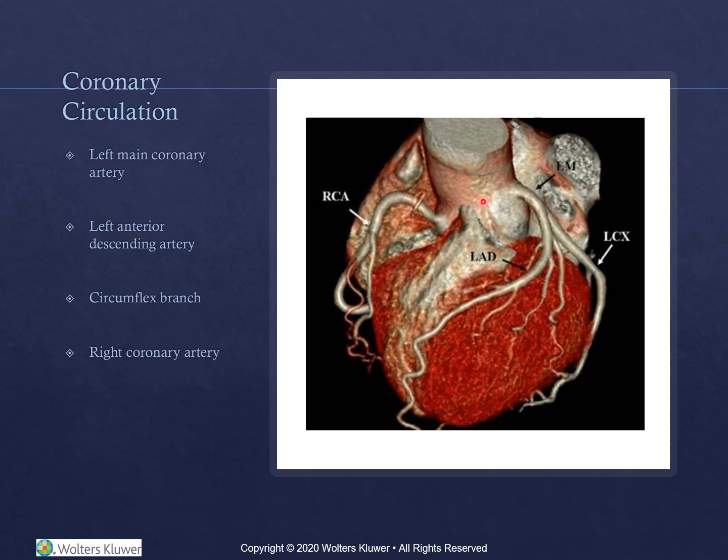So two branches off the aorta, one that splits and one that leads directly into what we call the right coronary artery. And this branch largely feeds the right ventricle of the heart and maybe a little bit of the posterior portion of the left ventricle.